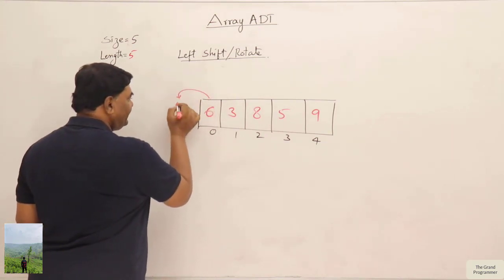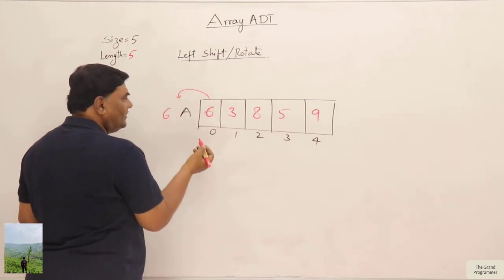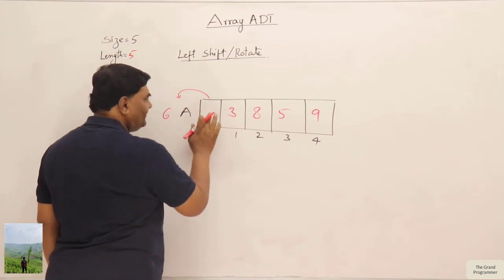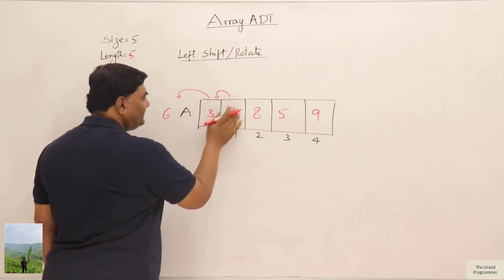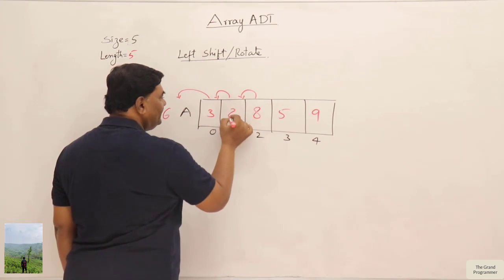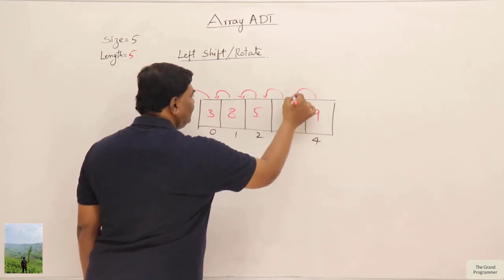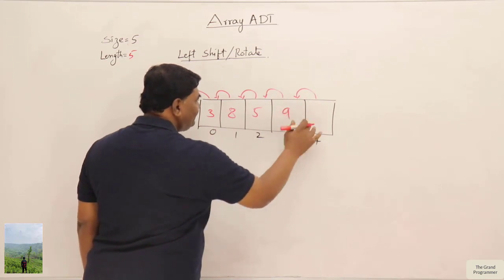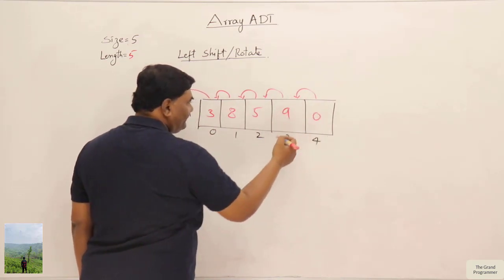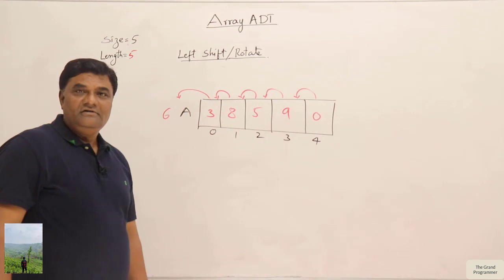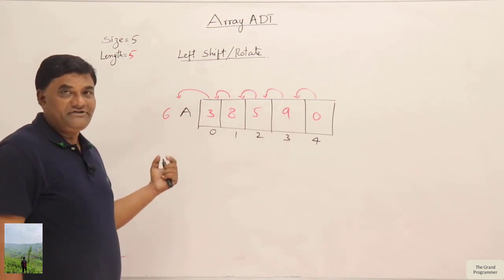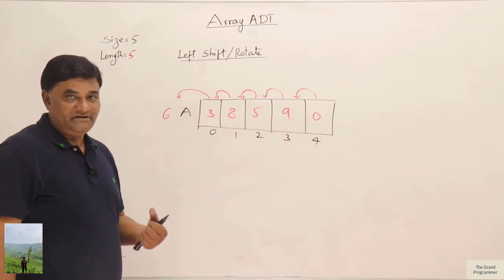If I shift this 6, there is no space here. 6 will go out. Okay, let it go out, no problem. Then 3 will come here and 8 will come here. Then 5 comes here and 9 comes here. Then this place is free, so we can put 0 there. So this is left shifting of elements. We will lose one element in this.